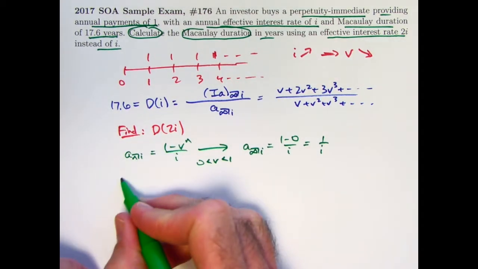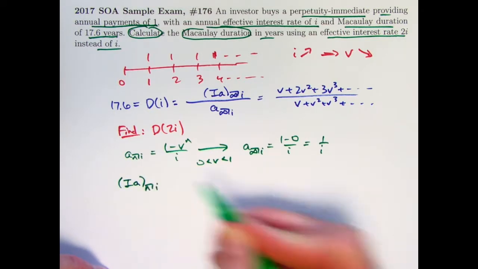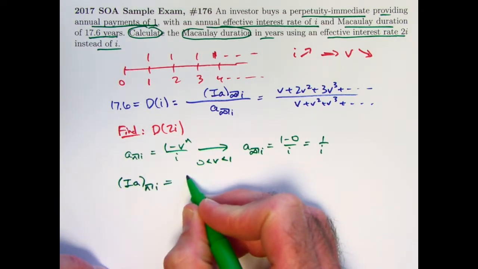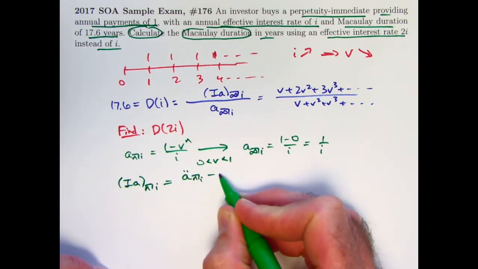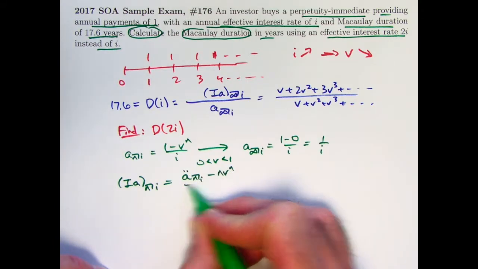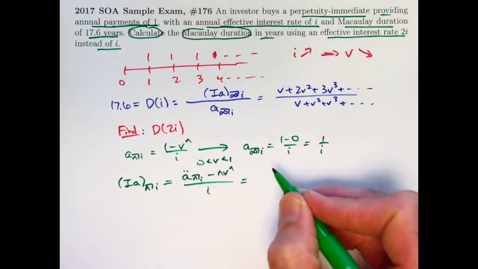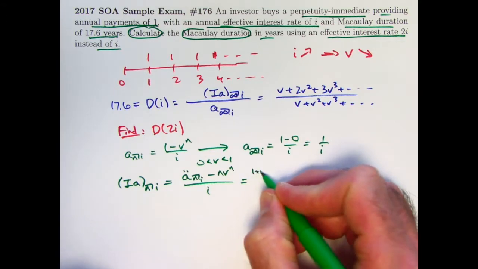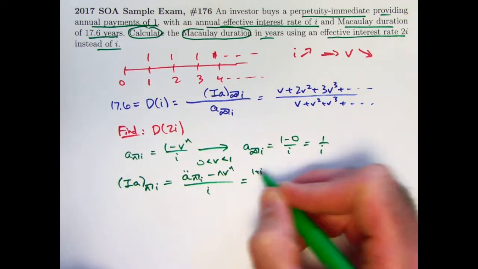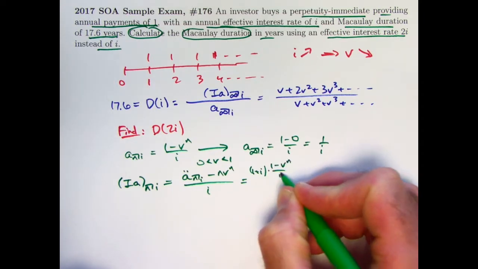What about (Ia)? Present value of an increasing annuity. With n payments, the formula is typically written as (ä_n minus n v^n) over i. And excuse me, ä_n is going to have formula 1 plus i times a_n itself, which would be (1 plus i) times (1 minus v^n) over i.